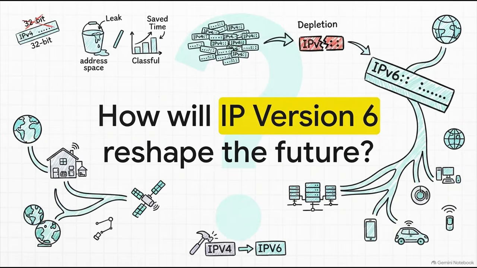Now, while CIDR brilliantly saved the 32-bit IPv4 structure by maximizing its efficiency and buying us critical decades of time, the sheer scale of our modern, globally connected world is pushing those physical limits once again. The ultimate depletion of 32-bit addresses forces us to look to the final, permanent future fix, IP version 6. And that leaves us with one final provocative question to ponder. As the internet completely outgrows our 32-bit capabilities, how will the massive adoption of IP version 6 fundamentally reshape the future of global connectivity? It's certainly something to think about the next time you connect a new device.